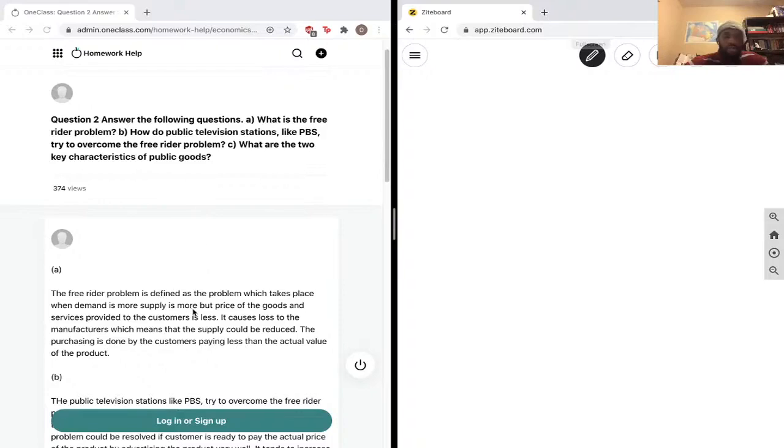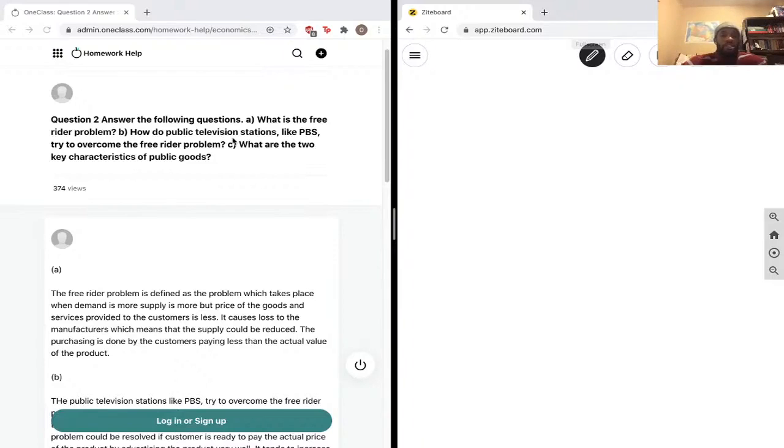So basically, it's when people can enjoy a product without paying for it, and that is a problem because the manufacturers, the people selling the product, are not making as much as they could be because other people are able to enjoy it without paying for it. They're able to enjoy the good or the service without paying for it.